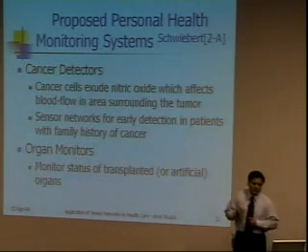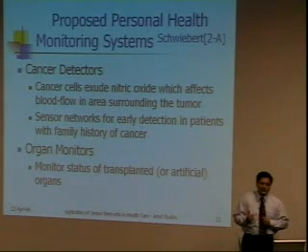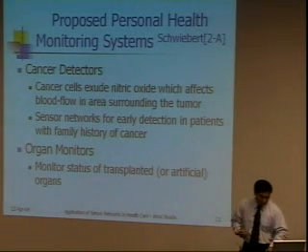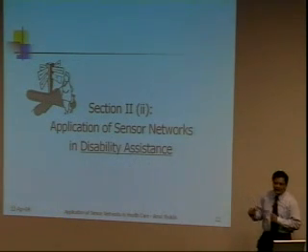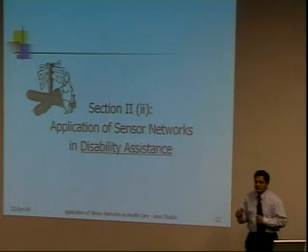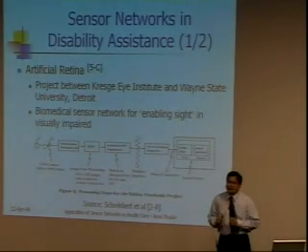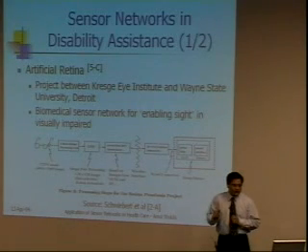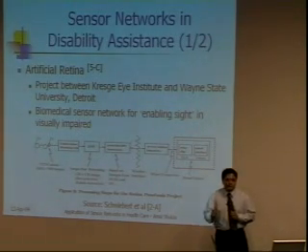Now, some researchers have proposed using sensor networks for early detection of cancer and also for monitoring the status of transplanted organs. But let's move on and look into the other health application area for sensor networks, which is disability assistance. Now, sensor networks are an important component of the artificial retina project. The objective of this project is to enable sight in visually impaired people.